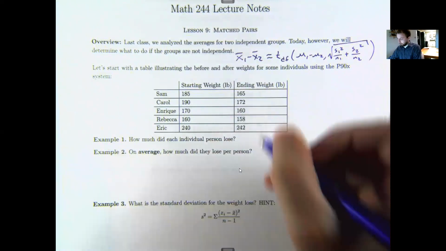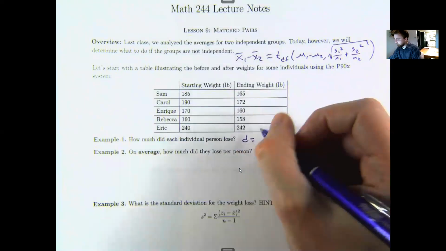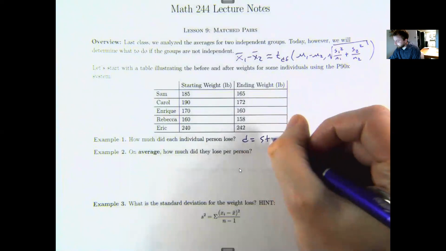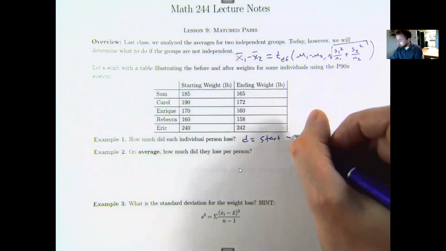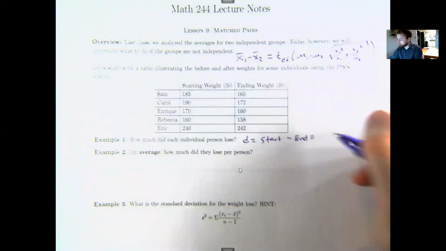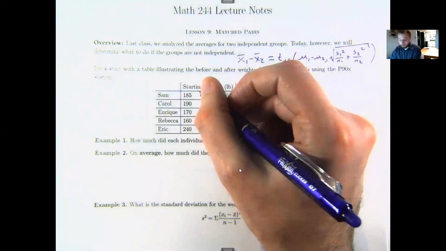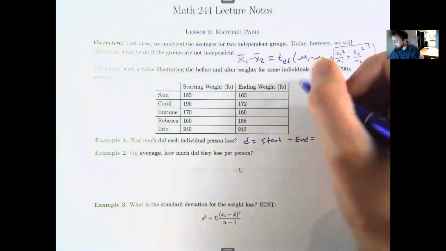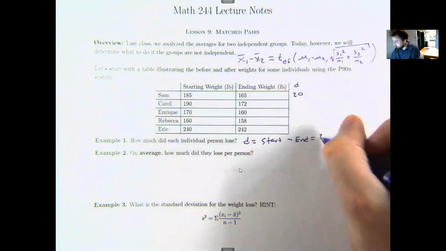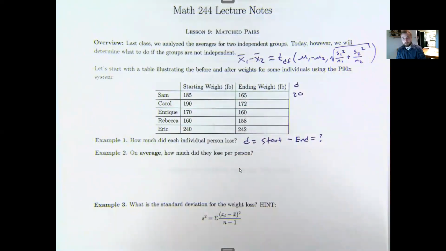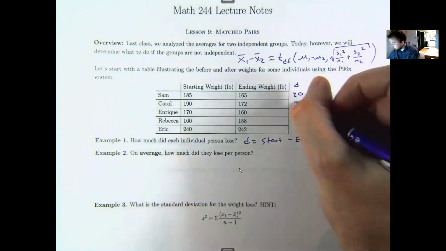Well, to figure out how much they've lost, and let's use the letter D for difference here, I'm going to take their starting weight, and I can subtract from that their ending weight. So in this case, I could do 185, take away the 165, so Sam's difference is 20 pounds. In contrast, Carol went from 190 to 172, that's 18.